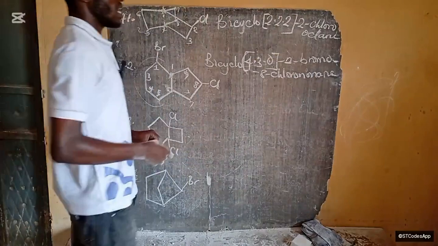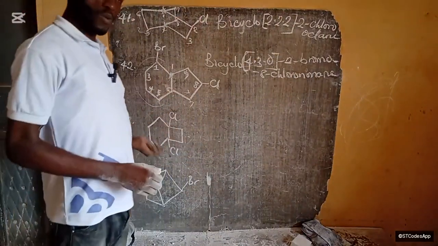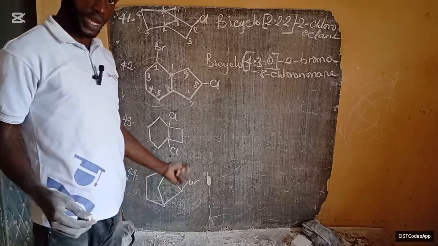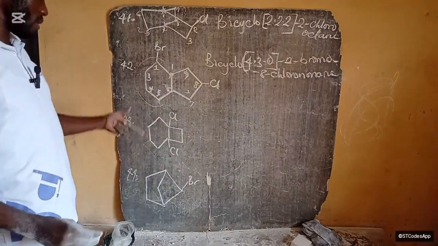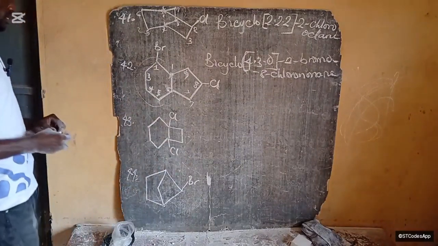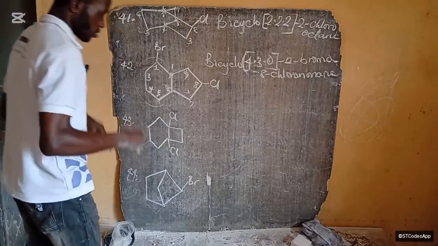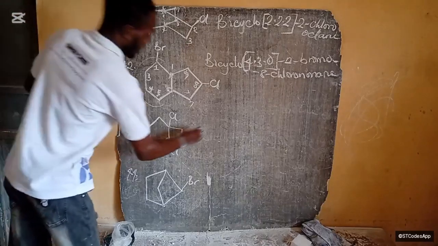Nonane, because it's single bonds all through. And if there was a double bond somewhere, is that okay? The double bond will now take priority. Further on, maybe we'll do the ones that have double bonds. So how do we name this? Bicyclo.